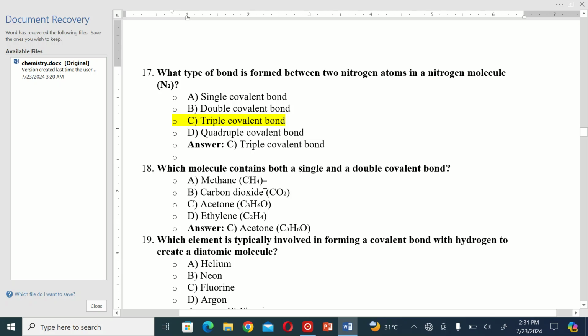Which molecule contains both a single and a double covalent bond? A. Methane. B. Carbon dioxide. C. Acetone. D. Ethylene. So the correct option is C.